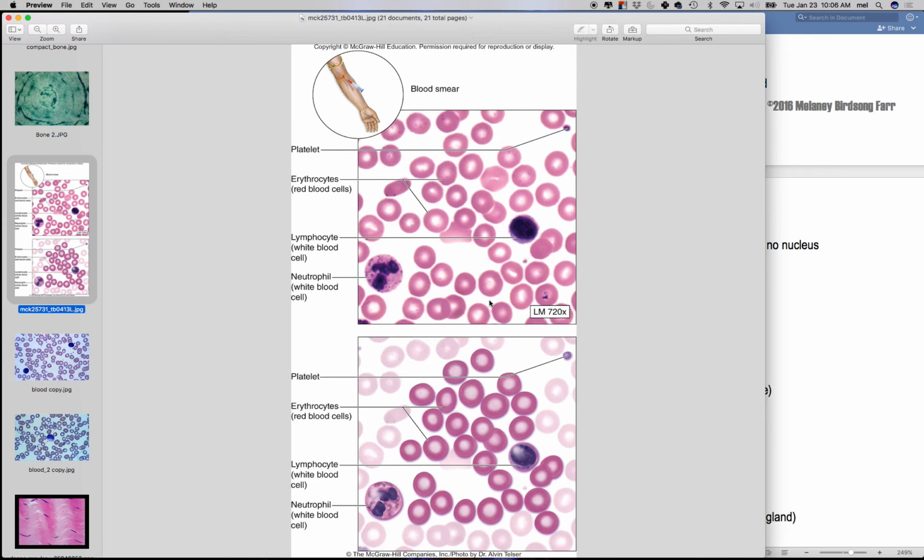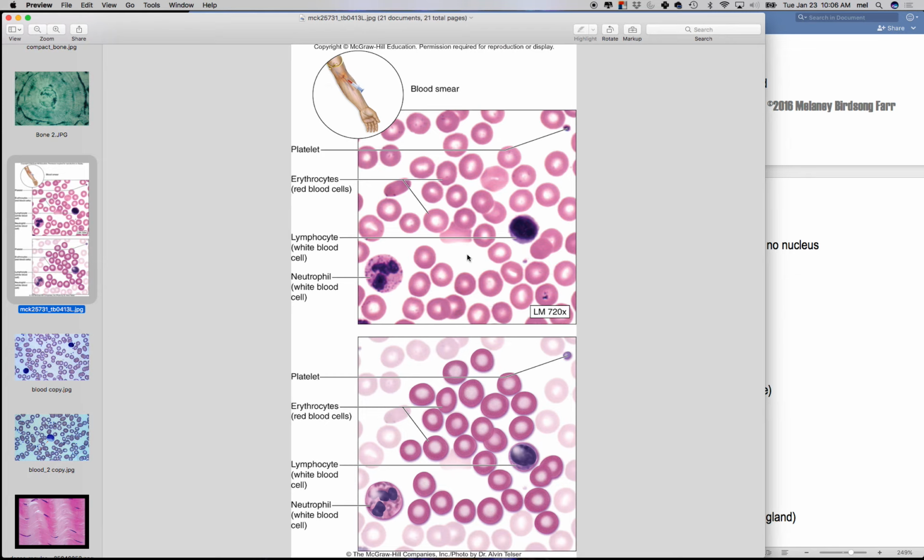In males, in a big drop, you'd have about 4 to 6 million red blood cells per big drop. And in females, you have almost 1 million less because testosterone causes erythropoiesis. It causes red blood cell production. What's the primary function of red blood cells? Transport gases. Mostly oxygen, but also a little bit of carbon dioxide.